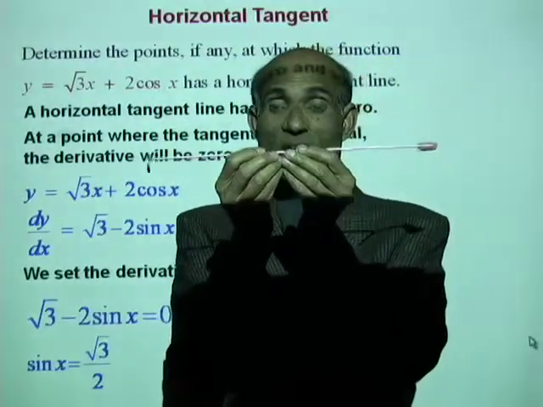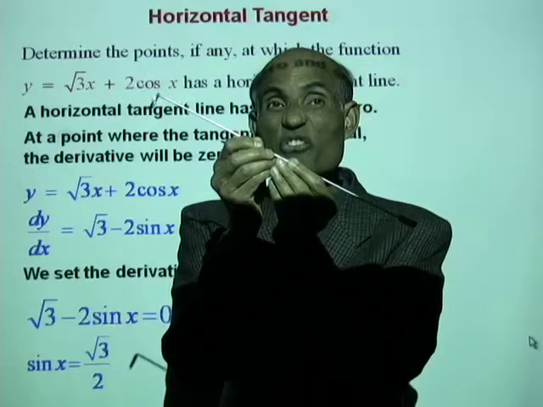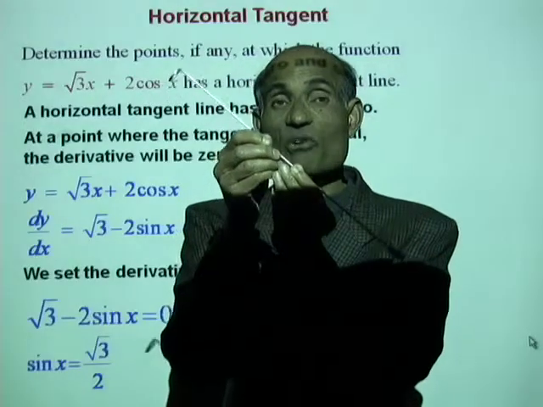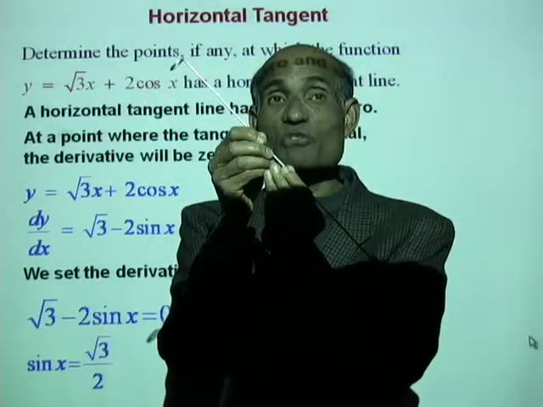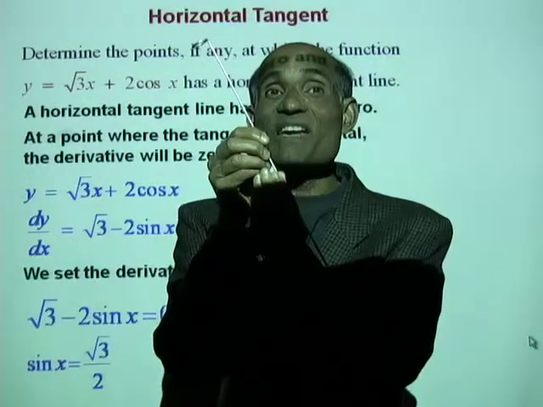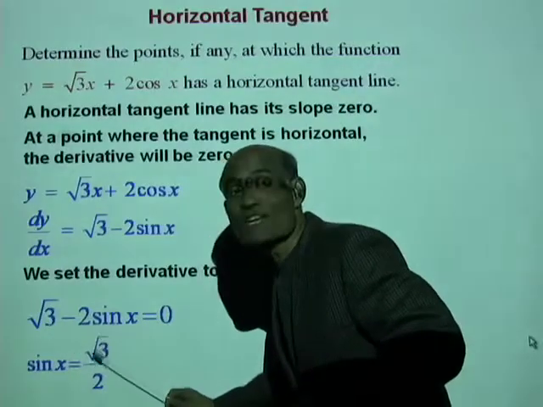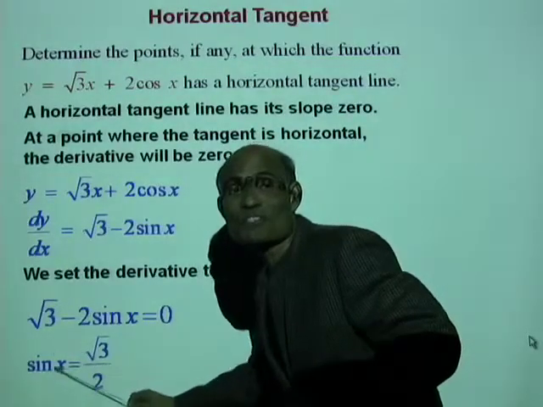So, once again, sine of 0 is 0. Sine of pi by 6 is 1/2. Sine of pi by 4 is root 2 over 2. Sine of pi by 3 is root 3 over 2. So what is this x?